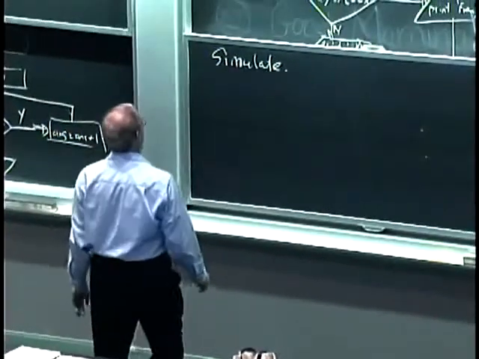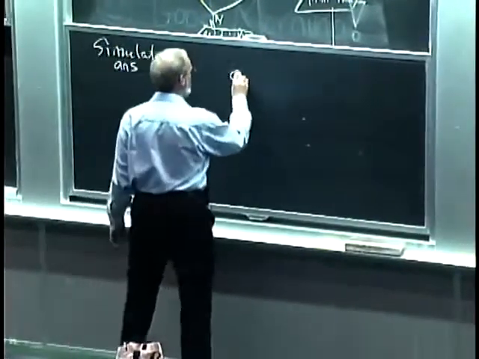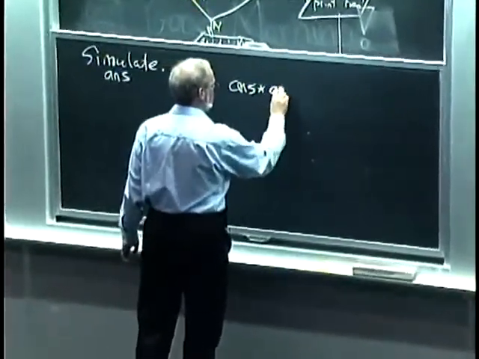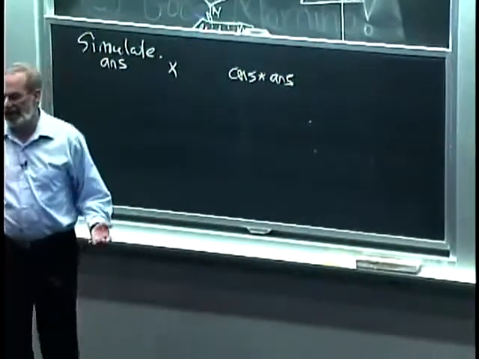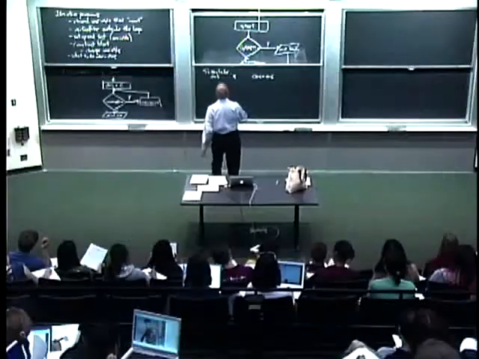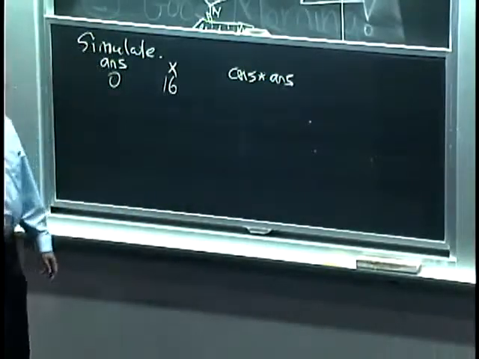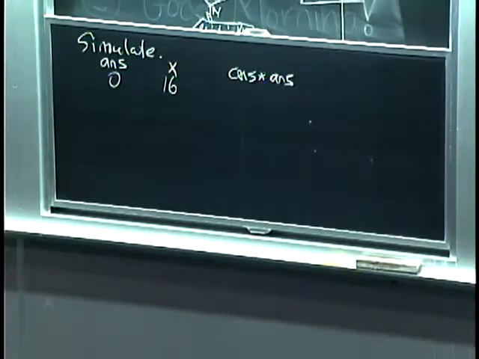What do I have here? I need the variables ans and x. And I need ans times ans, right? Those are the 3 things that are involved in this computation. And I picked something reasonably simple. Answer starts at 0. I set up x, I think, to be 16 there.